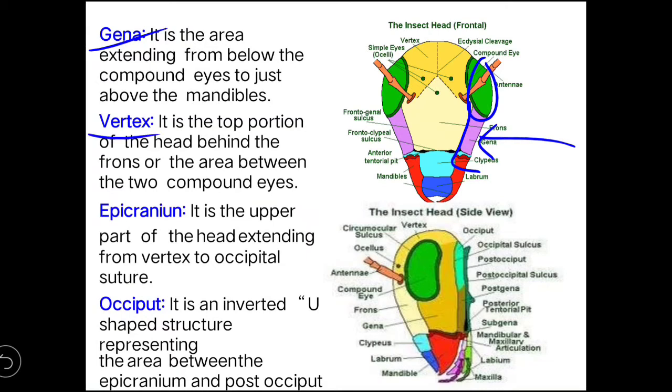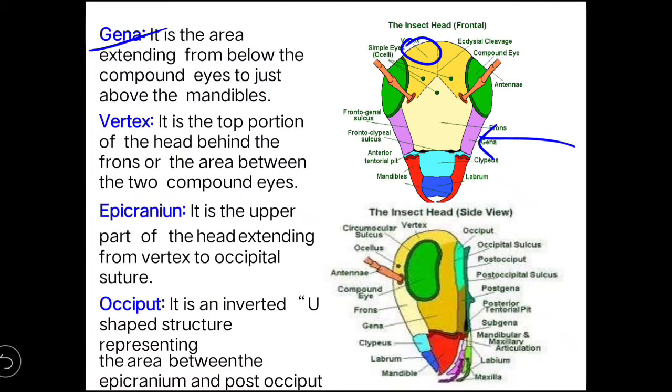Next, vertex. The area in between the compound eyes, this yellow colored portion, is the vertex, which is located in between the two compound eyes. Next we will see occiput. Next we will see the epicranium. So now we know which one is vertex. Vertex is the area between the two compound eyes. Now we will see what is epicranium.